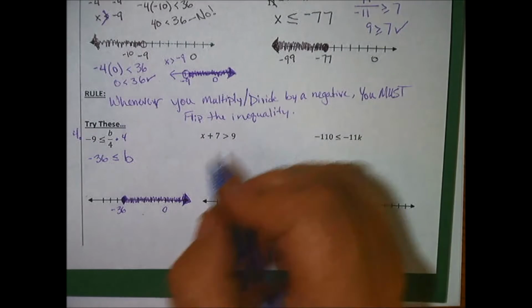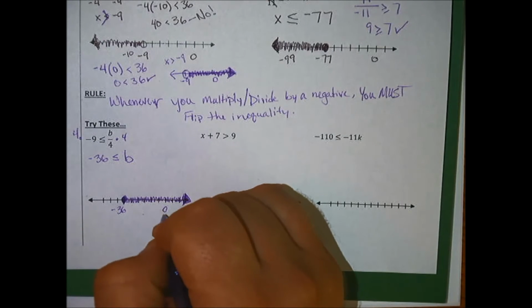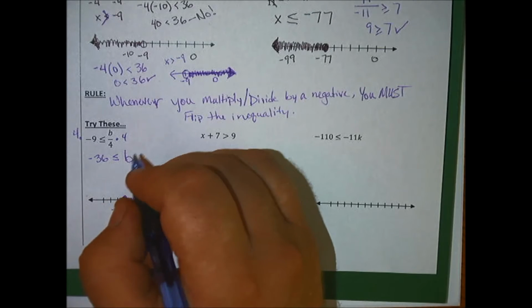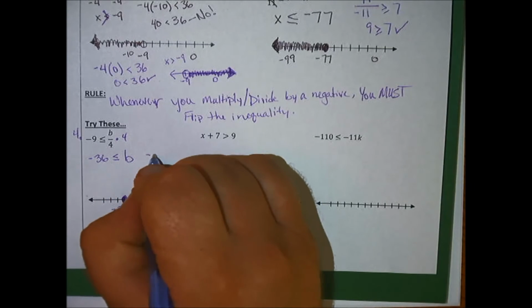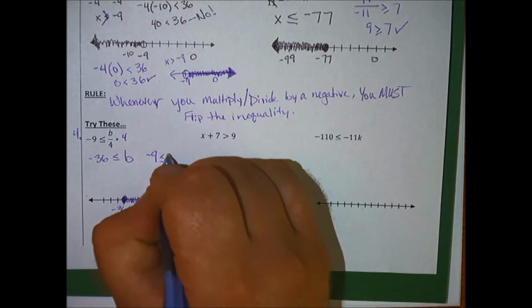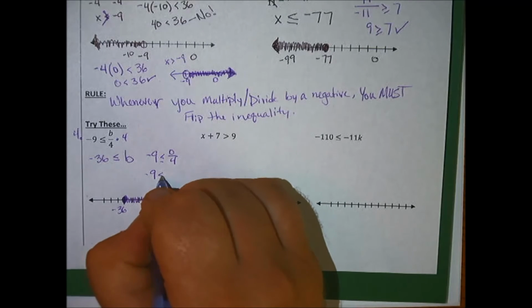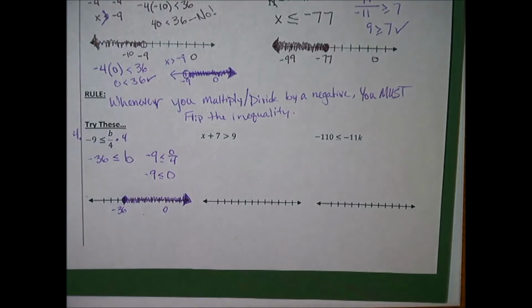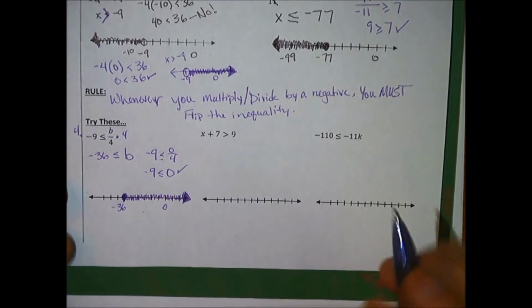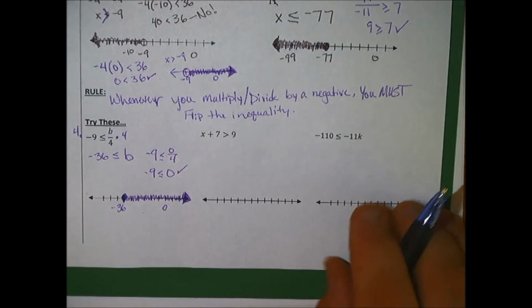So I know that 0 should be in that region. So let's plug in 0. Is negative 9 less than or equal to 0 over 4? 0 over 4 is 0. So is negative 9 less than or equal to 0? Yes, it is. So we're good to go. That is checked.